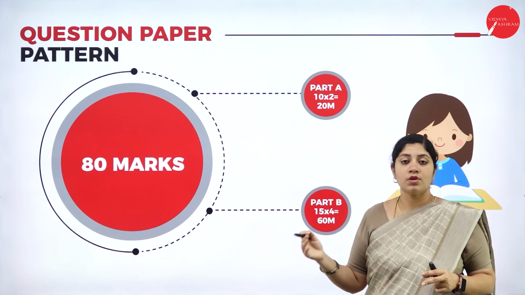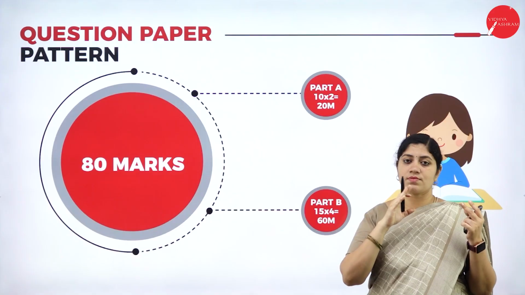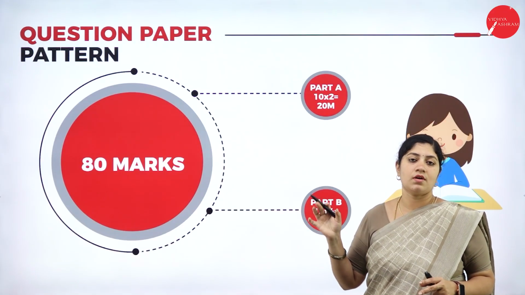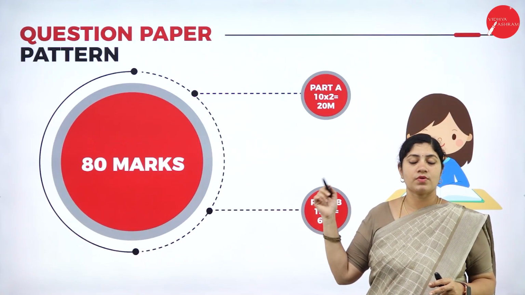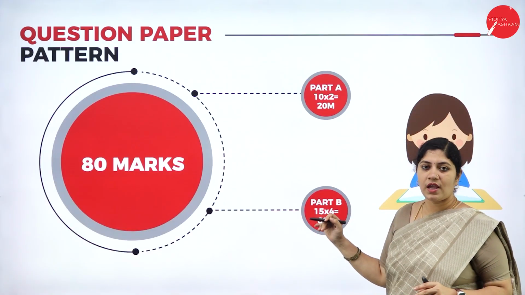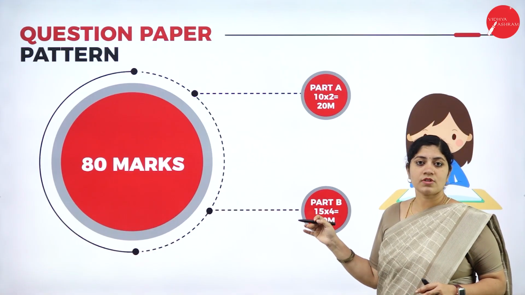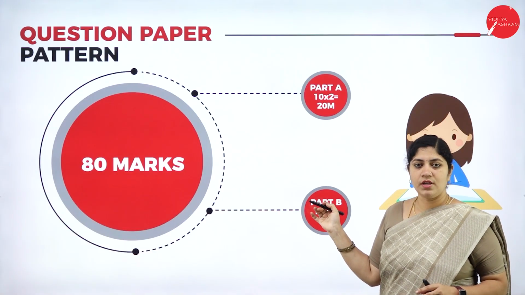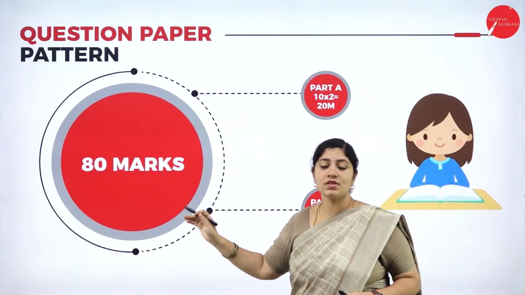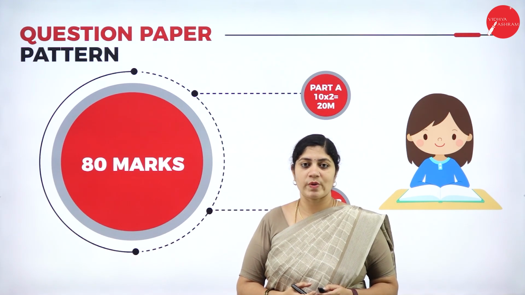Similarly, in unit 2, you'll again get 2 choices. Either you can answer the first half or you can answer the second half. Clear? But there will be a question of 15 marks from each unit. So that is part B, which gives you 60 marks in total. If you consider part A and part B, you'll get 20 plus 60, which gives us 80 marks in total. So this is all about the question paper pattern.